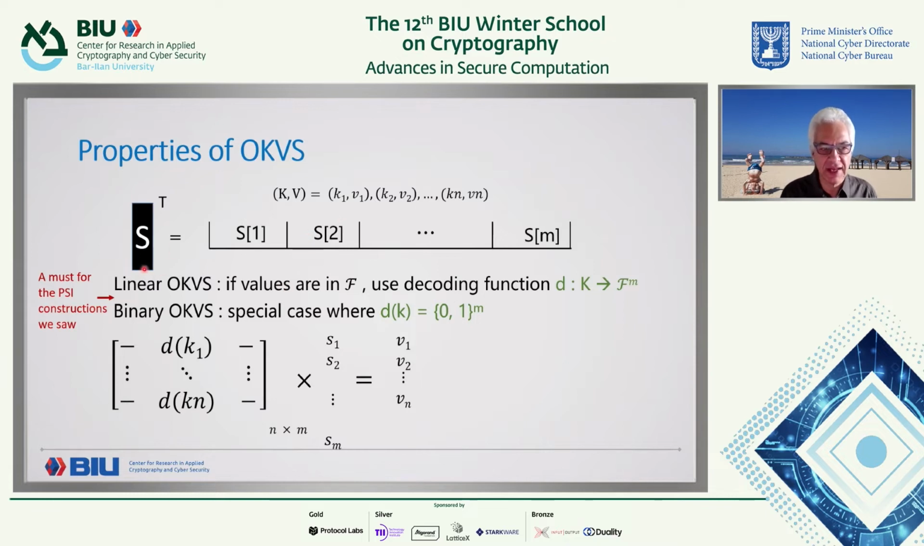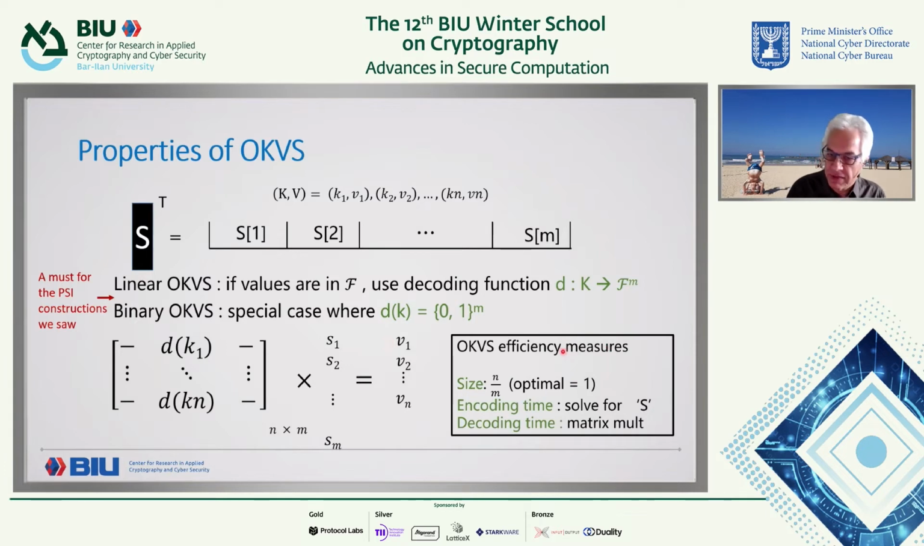And actually this linearity property is a must for all the PSI constructions. So you can look at it like this: this is the key value store, and for each entry you get some set of coefficients. You multiply them by the key value store, and you get the value.